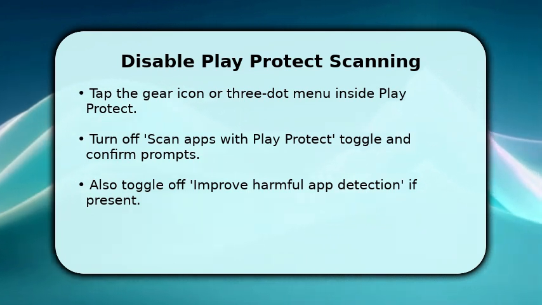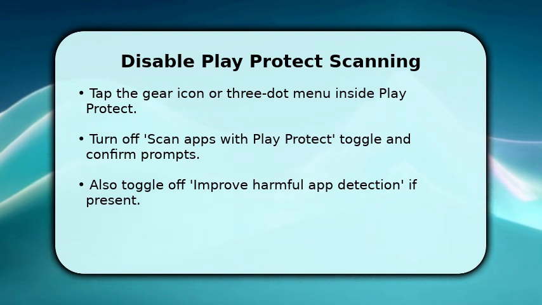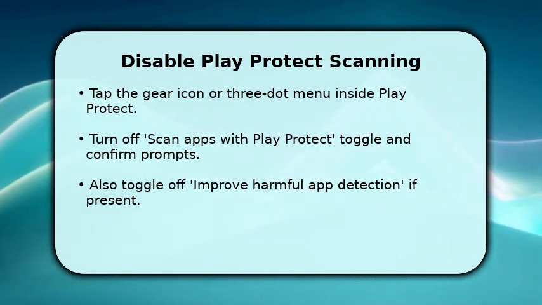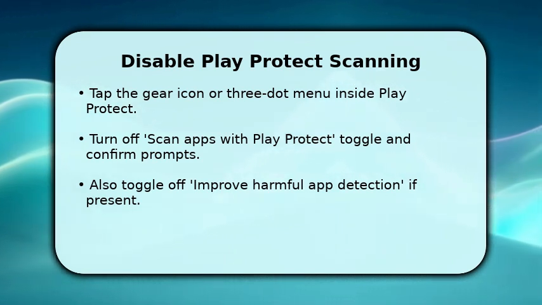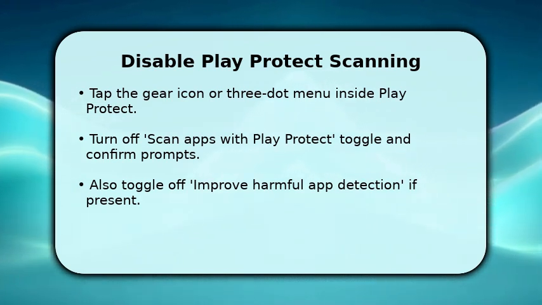If your device shows Improve Harmful App Detection, toggle that off too to prevent background uploads. Once done, the Play Store will stop warning about unverified installs, which speeds installs but reduces automatic threat checks.